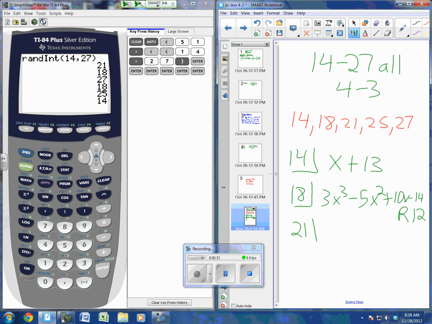Number 21 is 0 and yes. That means the remainder was 0, and therefore x plus 2 is a factor, and that's why they said yes. Yes, it is a factor. Okay, number 25. The answer is 0 and yes.